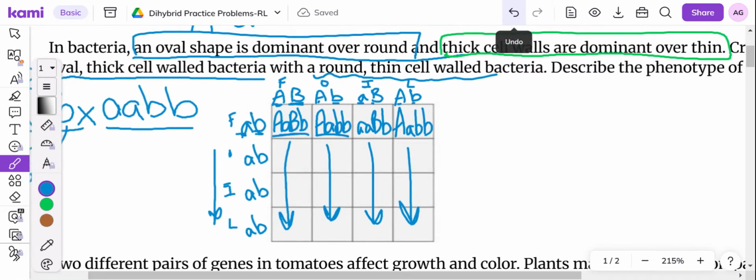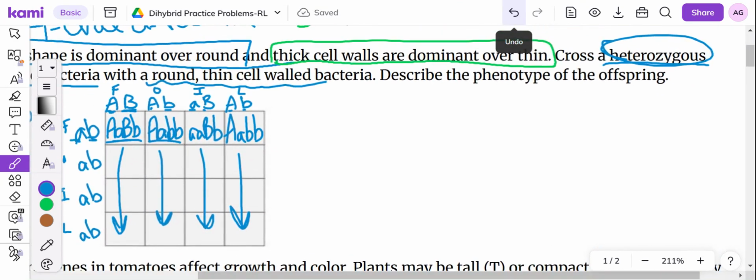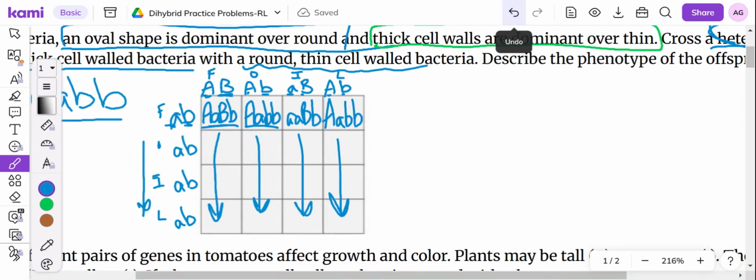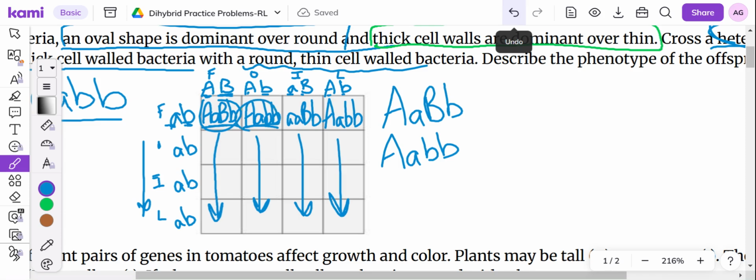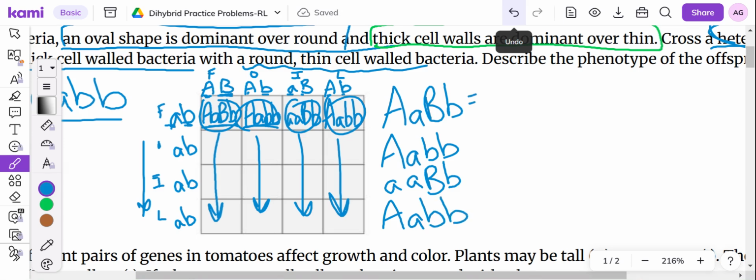Now the problem asks us to describe the phenotype of the offspring. So to do that, we're just going to look in our Punnett square and pick out what particular genotypes are possible. In the first box here, we have the genotype big A, little a, big B, little b. Then we have big A, little a, little b, little b. The next one we have is little a, little a, big B, little b. And then we have little a, little a, little b, little b. It wants us to say the phenotype that each of these would be.